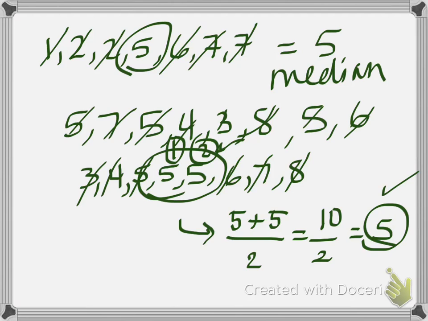Now, it's not always going to be the same number, because this could have been 7 and 5 or 6 and 5, and we would have had a decimal here. But that's just another thing to look for when you're finding the median: if you do not have a middlemost number, you actually have to do some averaging before you get the answer to your problem.